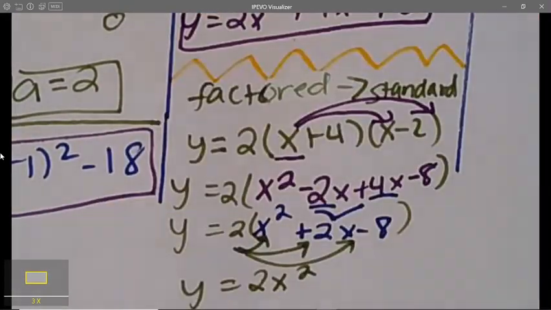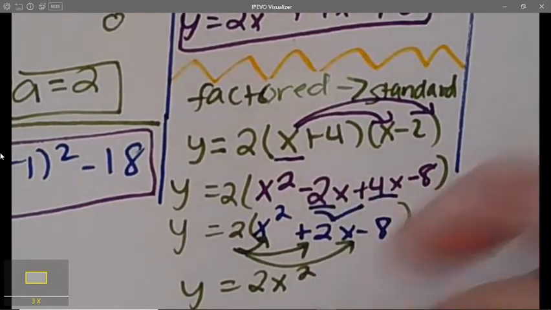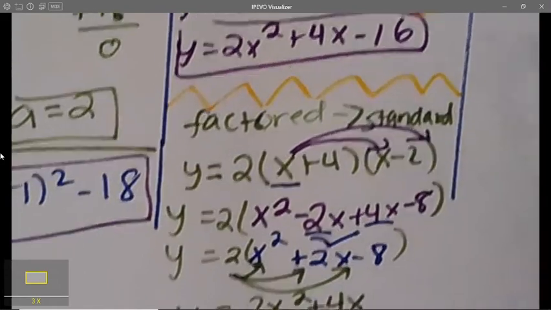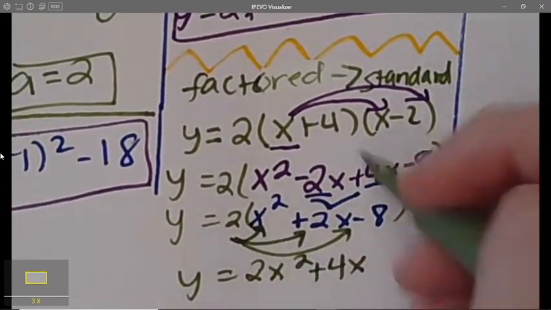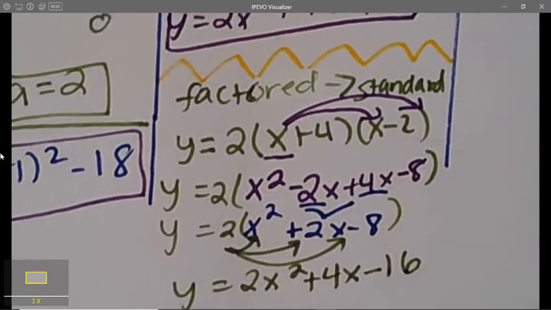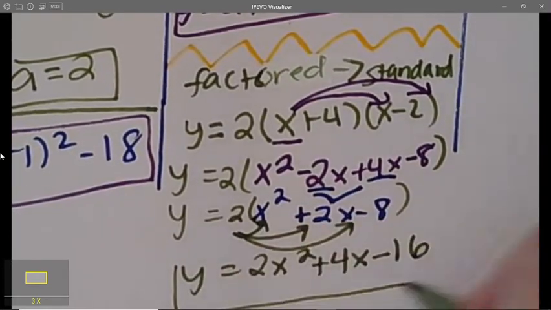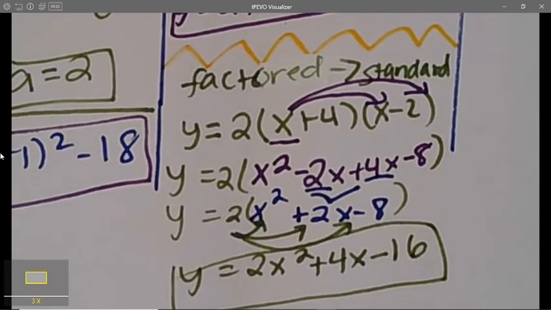So 2, I'm going to distribute down here because it's a little busy up there. Doesn't really matter. All right, so 2 times x squared is 2x squared. So far, we're looking good. Then 2 times 2x is a 4x. Still looking good. And then 2 times negative 8 is negative 16. Of course I'm right. Well, there you go, you guys.